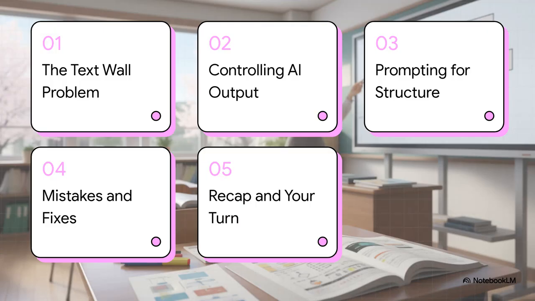All right, so here's our game plan. We'll start with the problem itself, just to make sure we're on the same page. Then we'll get to the fun part. I'm going to walk you through a simple 4-step process to get the structure you want every single time. We'll even look at a couple of common mistakes and how to fix them, and then we'll wrap up with a quick recap and a little challenge for you.